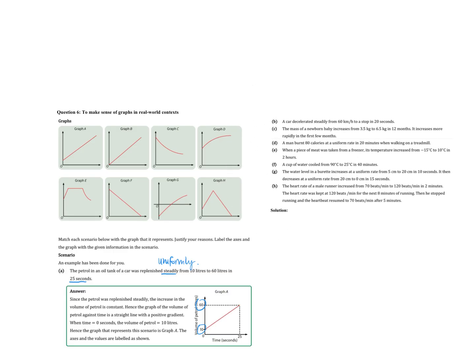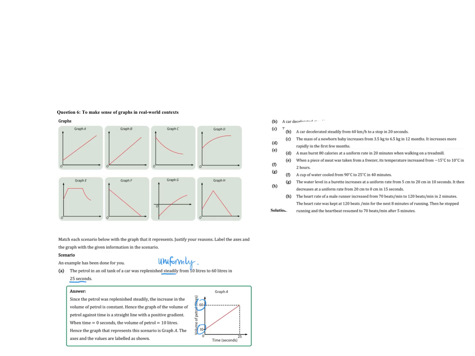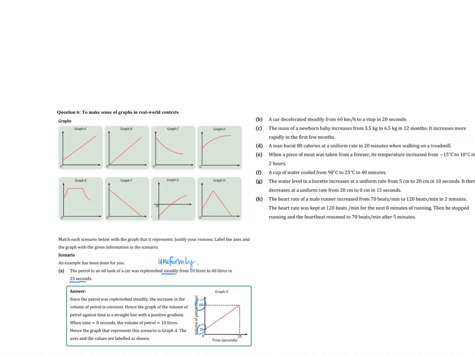Okay, wait, let me see if I can make this bigger. Which one looks like B? Decelerate steadily from 60 kilometers per hour to a stop in 20 seconds. Graph F. Okay, so correct. So this one is for B. Or you can write here, graph F. This one. How about graph H? Graph H is also this side. Must be one of them.